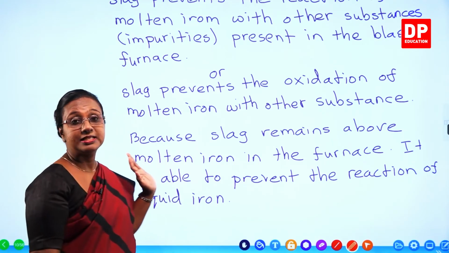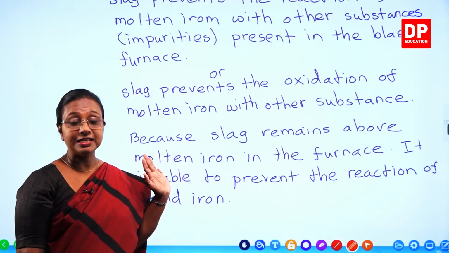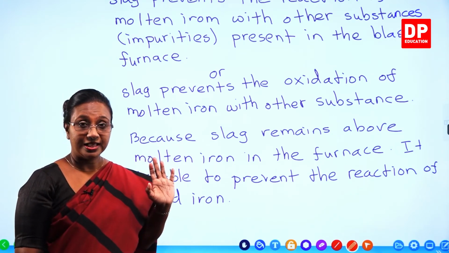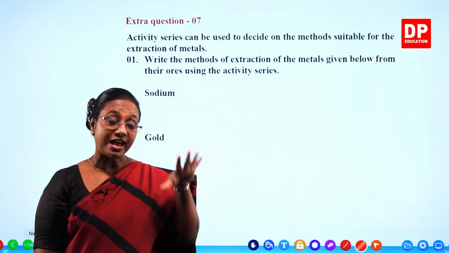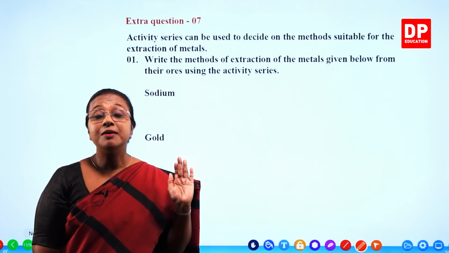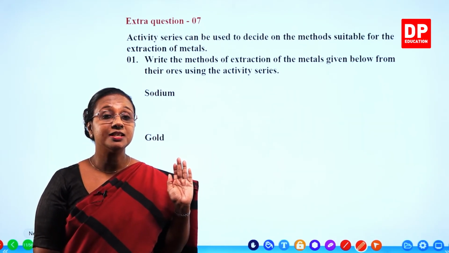So can you all understand that, students? Is that clear to you all? Okay then. Extra question 7. Activity series can be used to decide on the method suitable for the extraction of metals. You can remember that, students. We have the activity series. Can you recall the metals of the activity series?